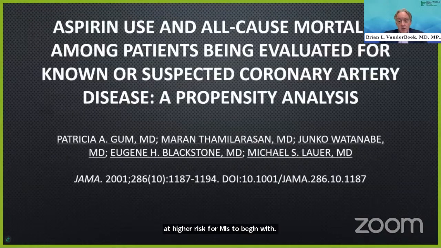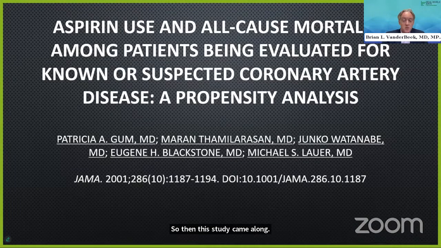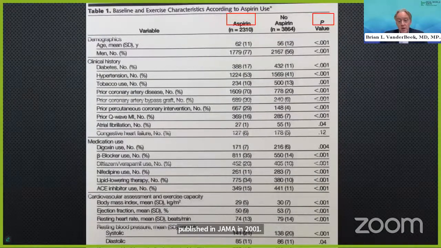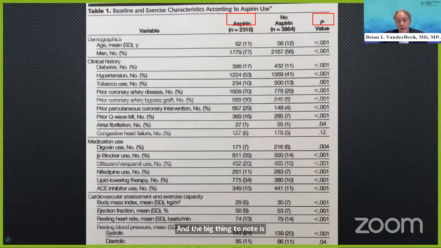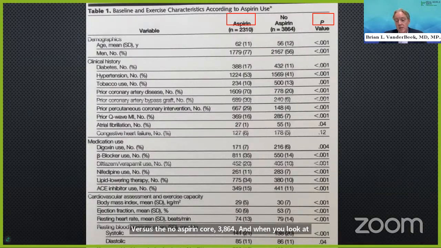So then this study came along, published in JAMA in 2001, which aimed to show the difference in the benefit of the propensity score here. And the big thing to note is twofold. First, the aspirin cohort had to start it off with 2,310 people versus the no aspirin cohort, 3,864. And when you look at the p-values of the differences between the cohorts at the beginning, all of them were significant. Up and down the board, every single one showed a significant difference, with aspirin typically being the sicker group, which is what you would expect.